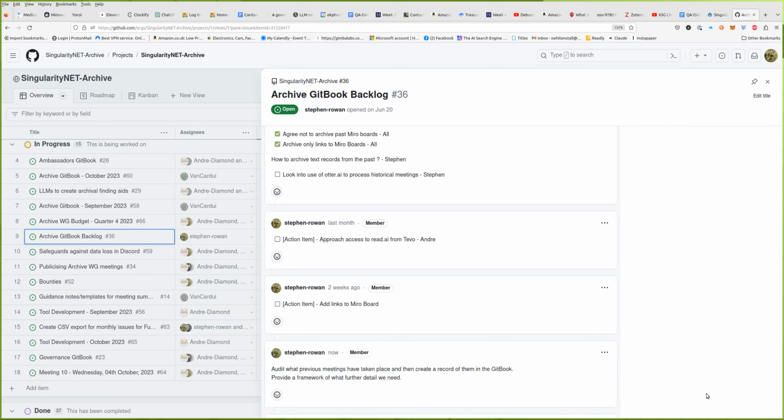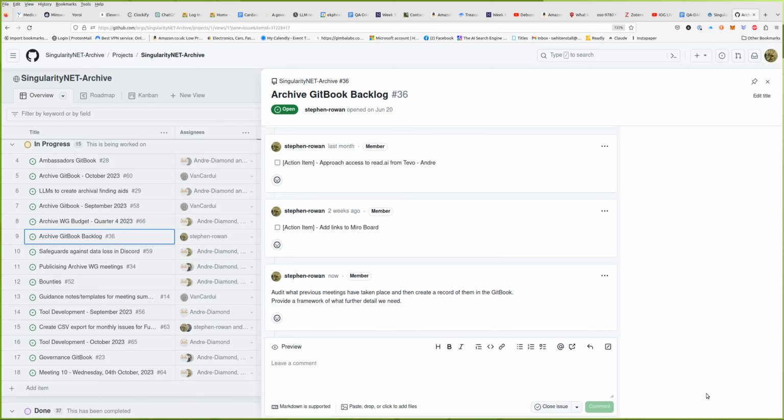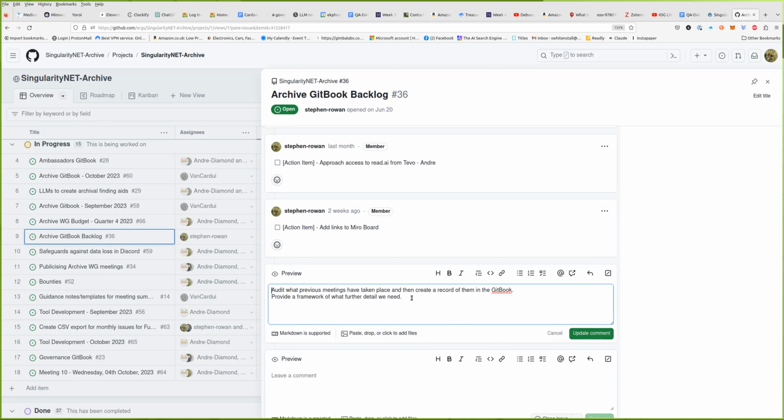What I think would also be useful, if you're prioritizing collating a list of what meetings actually happened, is getting a sense of what records there are. For example, it'd be good to know how many of them have transcripts sitting in Read AI. Probably few of them, because Read AI didn't get implemented until later, right? Yeah, so it's what type of records exist exactly.